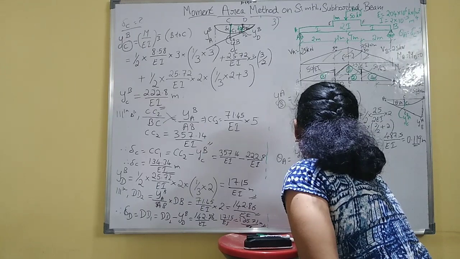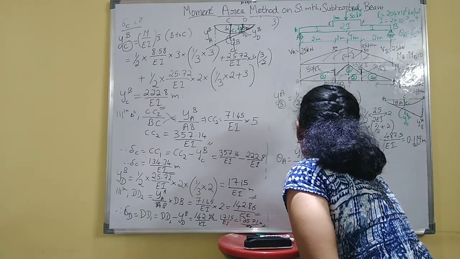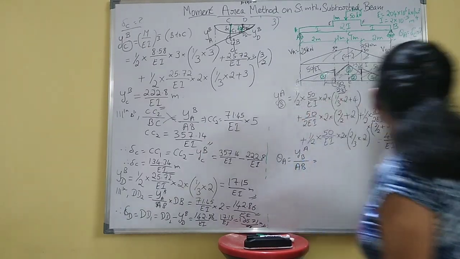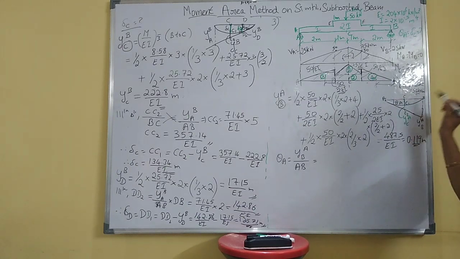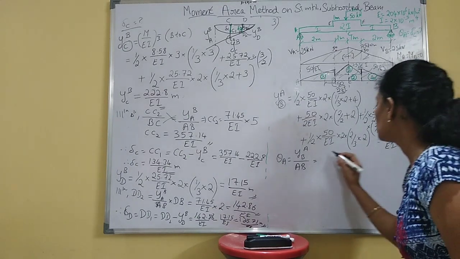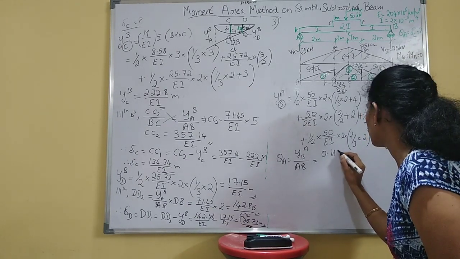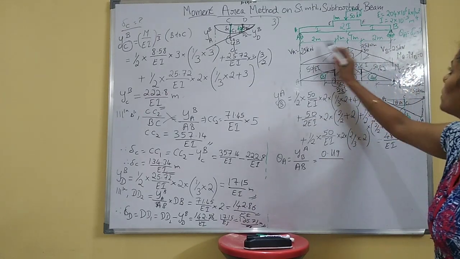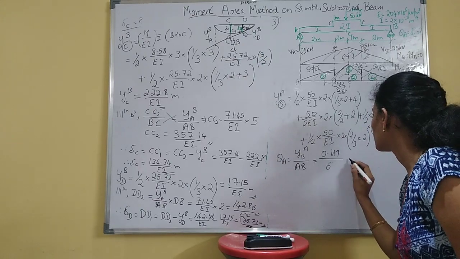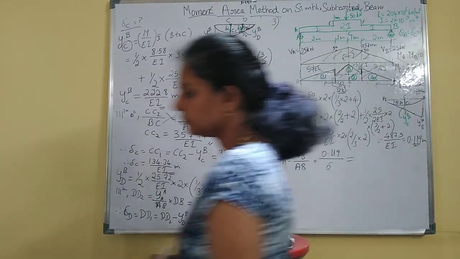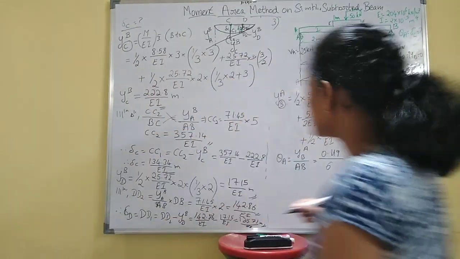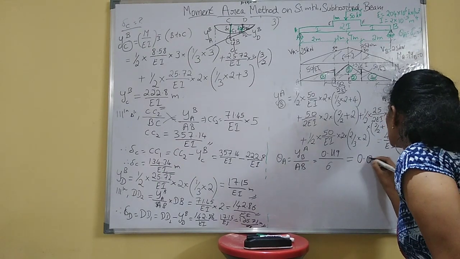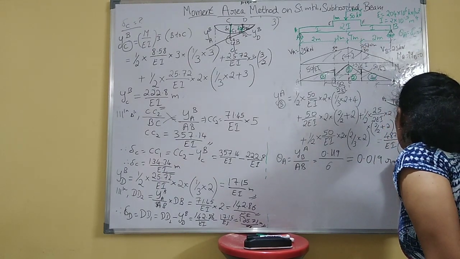Next find theta A. Theta A is YBA divided by AB, opposite by adjacent. So 0.119 divided by AB, which is a total of 226 meter. We will get 0.019 radians.